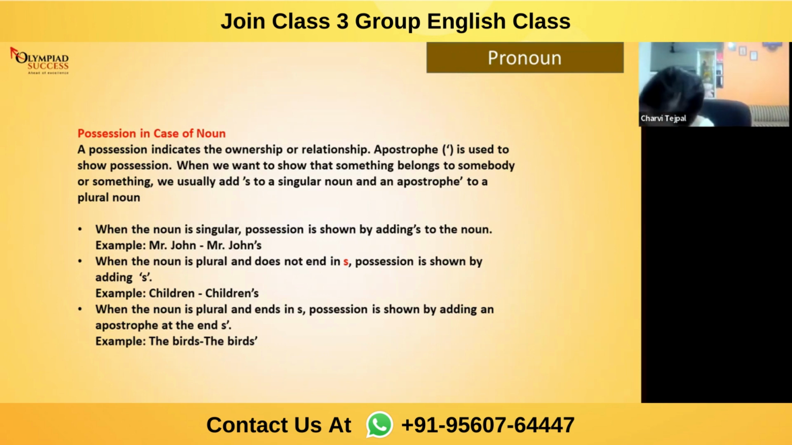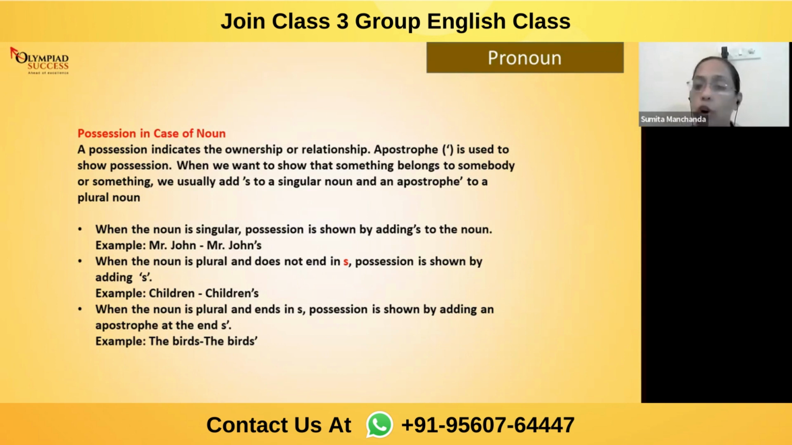When the noun is singular, possession is shown by adding apostrophe S to the noun. Now see Mr. John. If I am saying Mr. John's car, that car belongs to Mr. John, and Mr. John is one singular person I'm talking about. So I'm going to come up with apostrophe S.